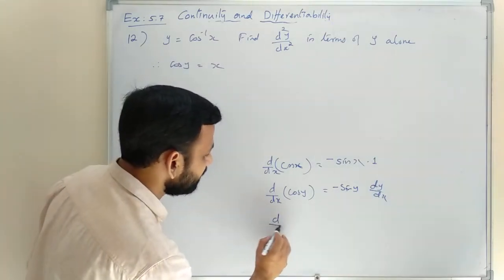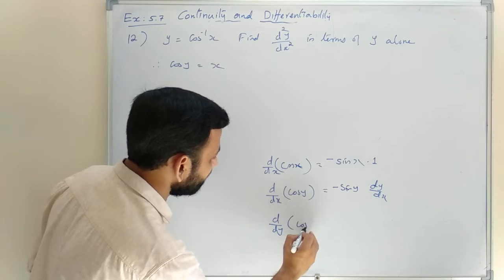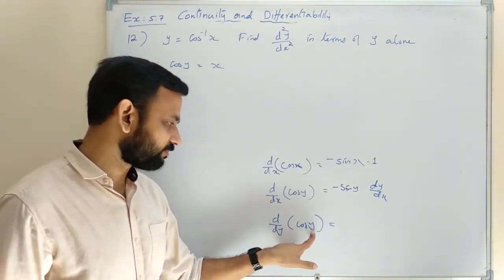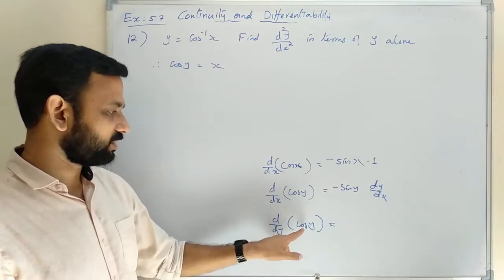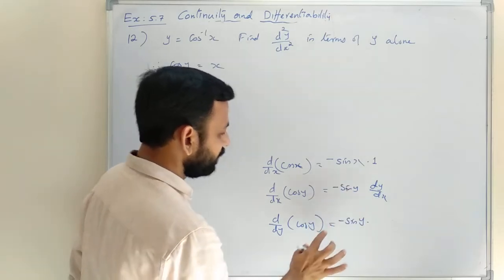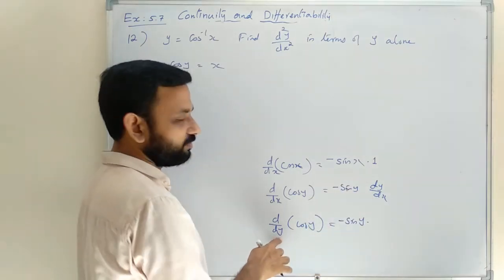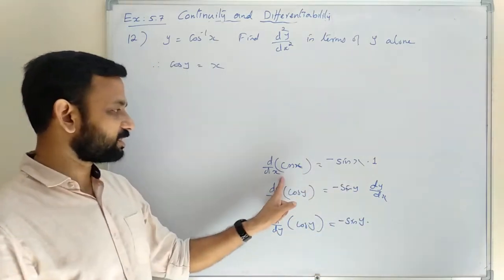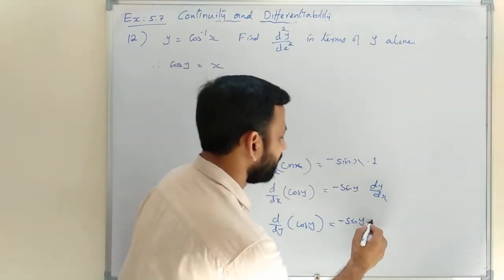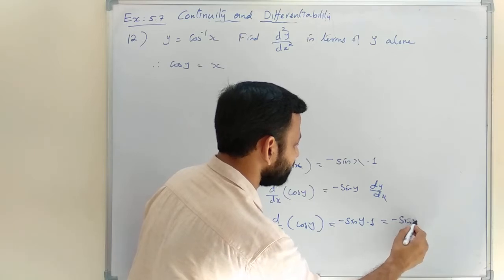Then d by dy of cos y. So here the derivative of cos y with respect to y. The derivative of cos y is minus sin y into the derivative of y with respect to y. The derivative of x with respect to x is 1. In the same way, the derivative of y with respect to y will be 1. So the answer will be minus sin y.